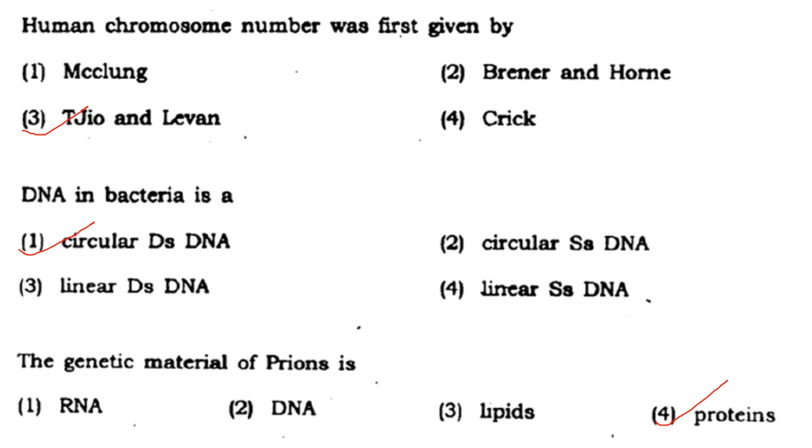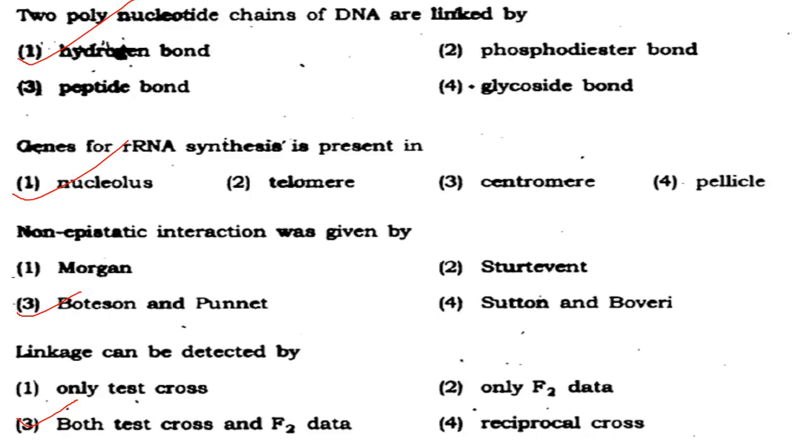Next one. DNA in bacteria is a option 1, circular double-stranded DNA; 2, circular single-stranded DNA; 3, linear double-stranded DNA; 4, linear single-stranded DNA. Answer is option 1, circular double-stranded DNA. The genetic material of prions is option 1, RNA; 2, DNA; 3, lipids; 4, proteins. Next one.